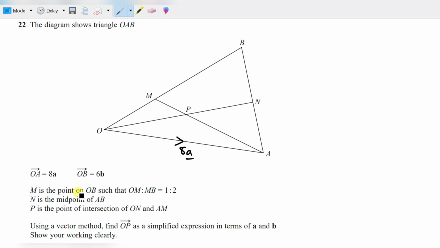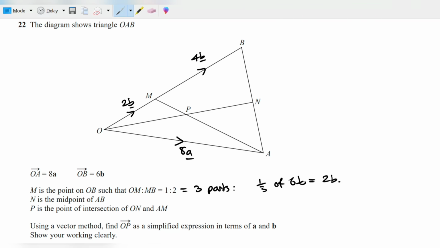But it says M is the point on OB such that the ratio between OM to MB is 1 to 2. So as always, guys, when you've got ratios, let's whip out the parts. So 1 plus 2 is 3 parts. Now what that really means is that 1 out of 3 is associated to O to M. So 1/3 of the whole line, so 1/3 of 6b is going to give us 2b. That's basically this one over here. And of course, to make 6b altogether, the rest needs to be 4b. So that's it, guys. We've basically completed what we need to know so far.